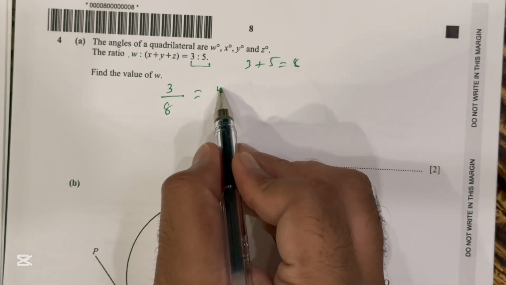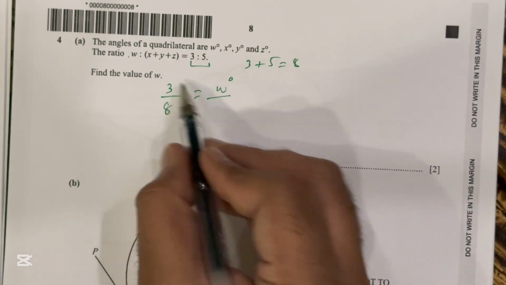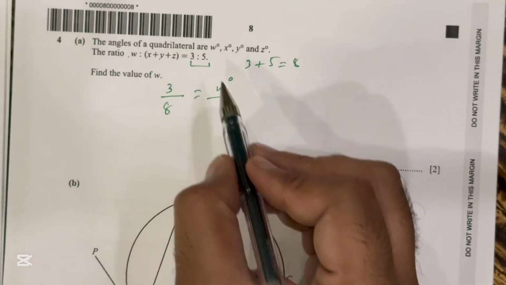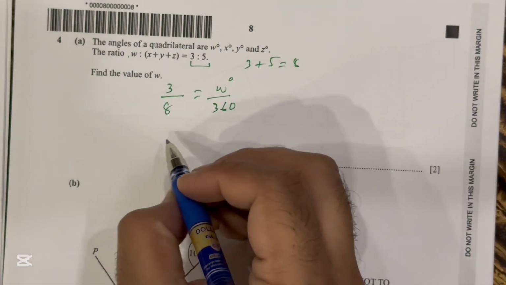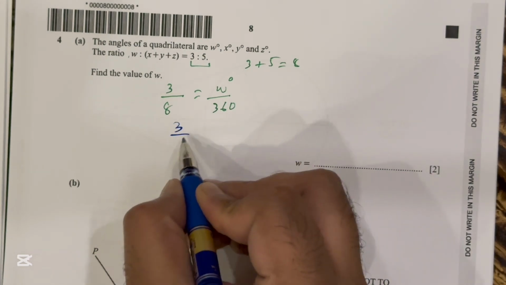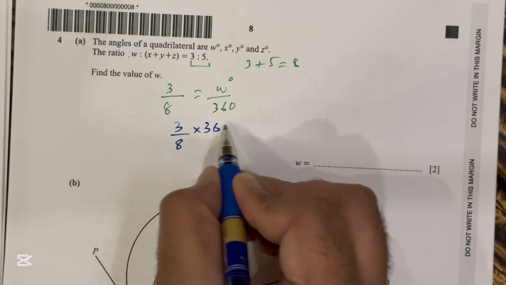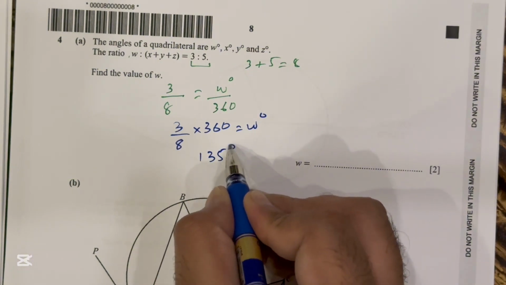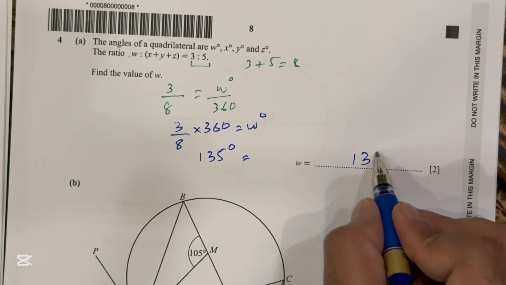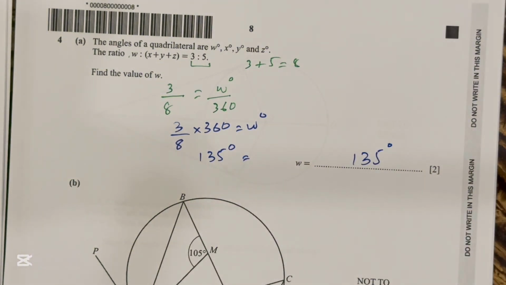We need to find the angle of w, and total angle of quadrilateral is equal to 360 degree. Now you can simplify it to get the answer. So it would be 3/8 into 360, w degree. You get the answer that is equal to 135 degrees. So 135 would be your answer for this part.